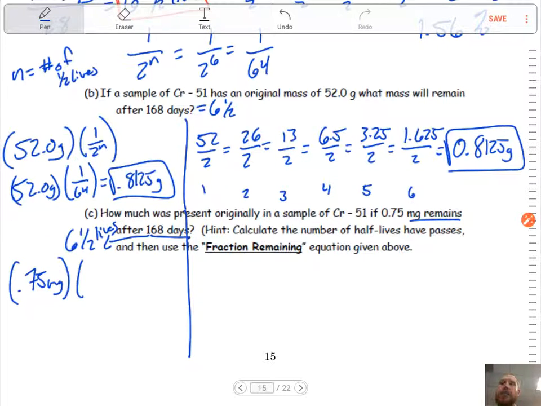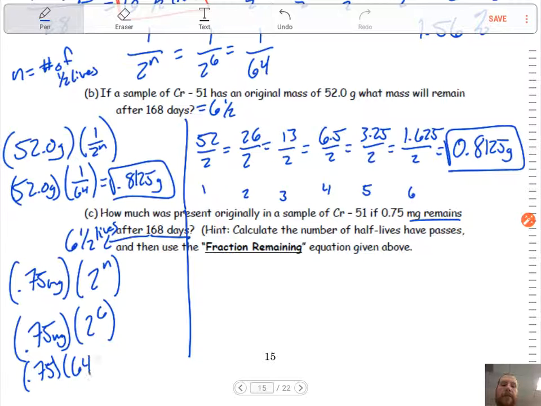So in this case, guys, I'm just going to multiply by 2 raised to my nth power. Okay, and again, the nth power is your number of half-lives. So 0.75 milligrams multiplied by 2 raised to the 6th power, which is going to be 0.75 times 64. It's the opposite of the fraction we had before. And that's going to give you 48 milligrams.